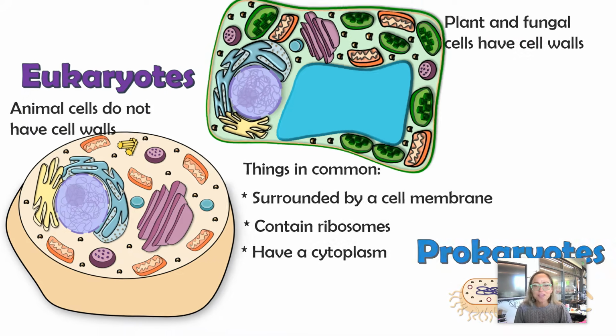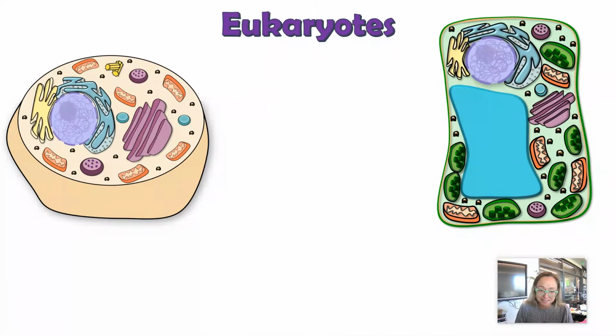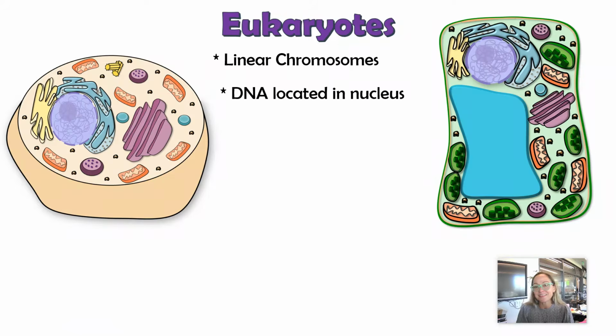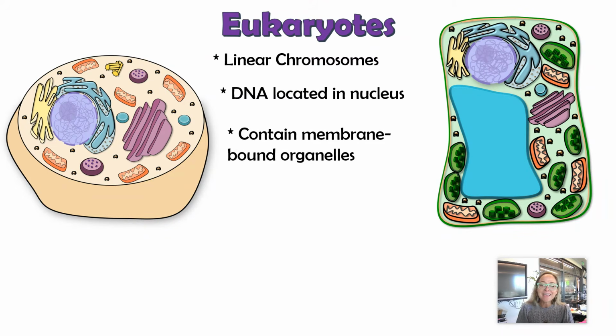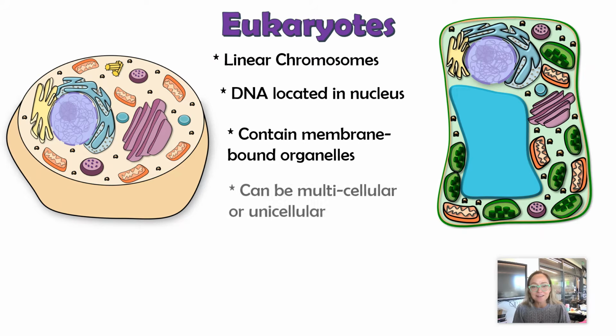Okay, so let's go ahead and talk about eukaryotes now. Eukaryotes have linear chromosomes, whereas the prokaryotes had a circular chromosome. We can think of circular like a necklace, like a hoop, versus linear chromosomes, which I like to picture as shoelaces. Linear chromosomes are located within a nucleus. That nucleus is membrane bound. And then they have organelles that are surrounded by a lipid bilayer. They can be multicellular or unicellular, which we talked about.